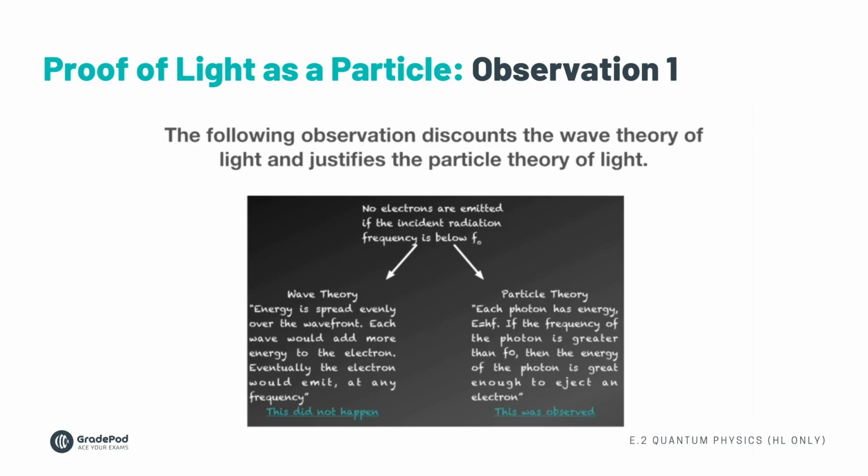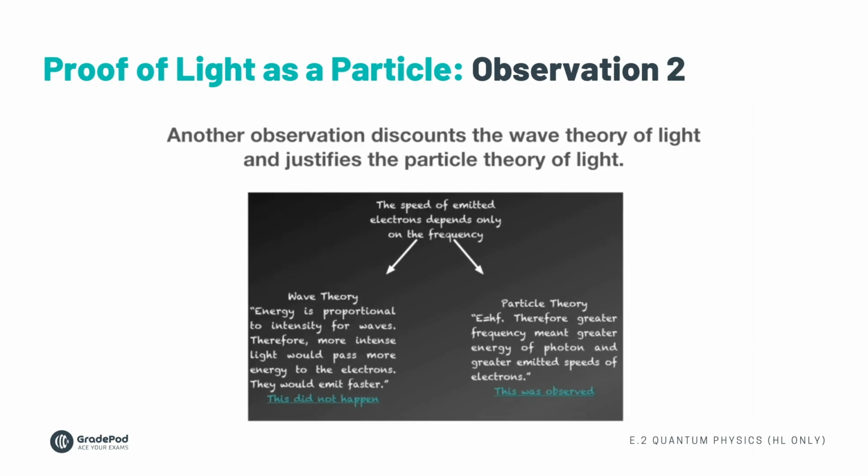The observation that was made followed the particle theory. It said each photon has energy E equals hf. If the frequency of the photon is greater than f0, which is the threshold frequency, then the energy of the photon is great enough to eject the electron, and that was observed. So first of all, the fact that no electrons are emitted if the incident radiation is below the threshold frequency disproves wave theory and is one in favour of particle theory.